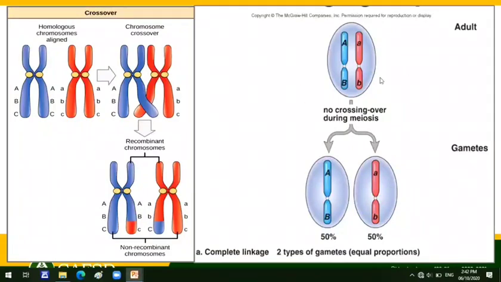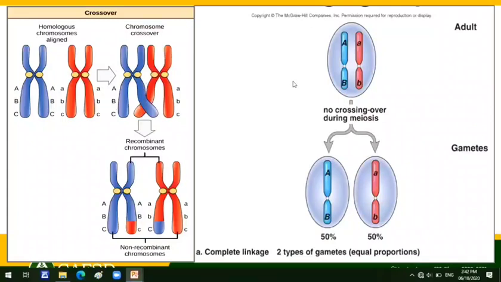So there's no crossing over in here, and because of that, there is linkage. But in here, there is crossing over. The sister chromatids, there is crossing over in these homologous chromosomes. So we have here a random combination of genes as a result.